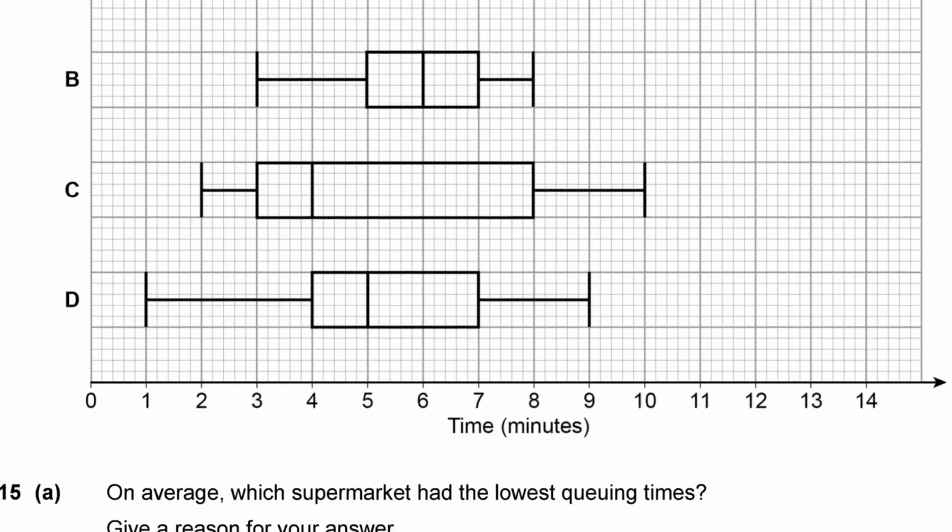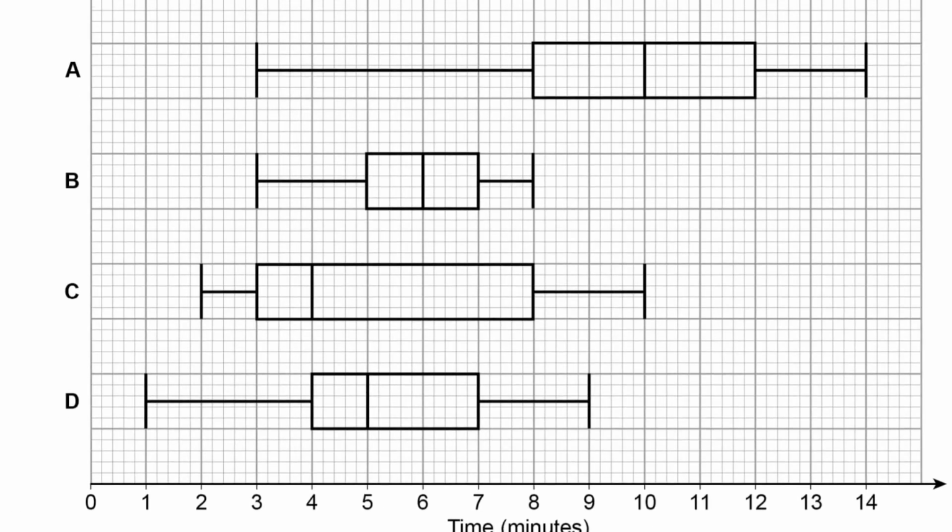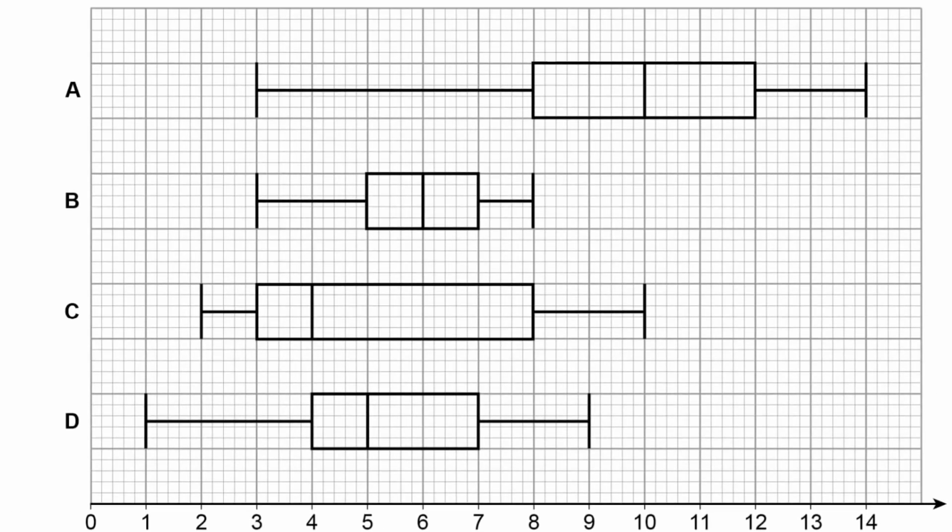Okay, so the question says, on average, which supermarket had the lowest queuing times? Give a reason for your answer. Okay, so average here would be the median. Now the median is the middle line in your box plot. So we're talking about this one here and this one here and this one here and this one here. Okay, and the lowest queuing time average is going to be the one which is lowest down on the scale then. So that is going to be C, isn't it?